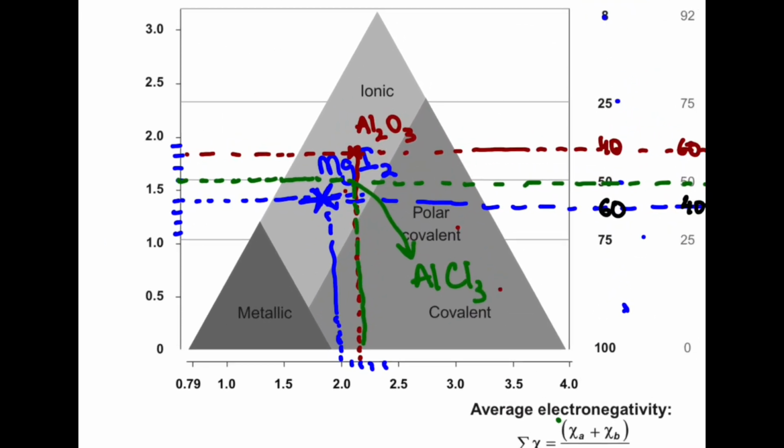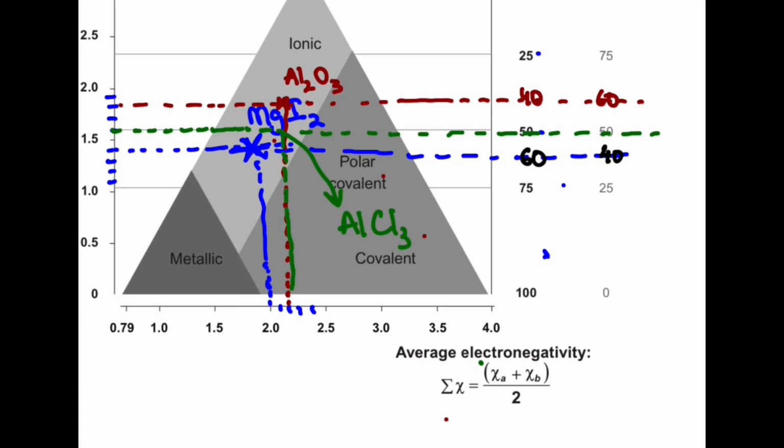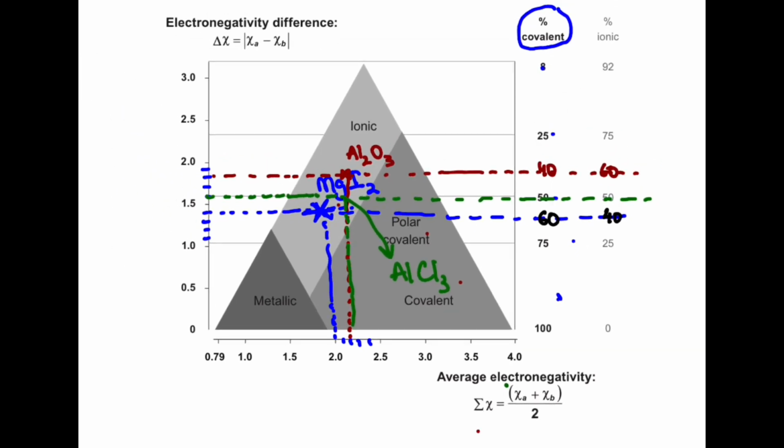So I've color coded it. If you want, you can pause here to see where I looked for the different compounds and how I used the ratios of percentage covalent and ionic.